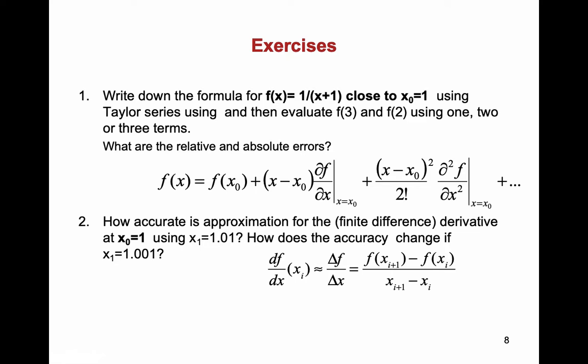What's f double prime? It's 2 times 1 over x plus 1 to the 3, right? Okay. So write that down. So here I would have f prime of 1, f prime being this, plus, and then I would have x minus 1 squared over 2 times f double prime of 1. And I could keep going.